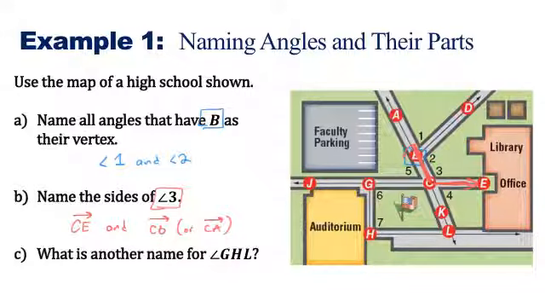All right. Lastly, another name for angle GHL. So GHL is here. We can say it is angle H based on its vertex. We can call it angle 7 since there is a number involved on the diagram, or we can just call it angle LHG. We could trace it the opposite direction.